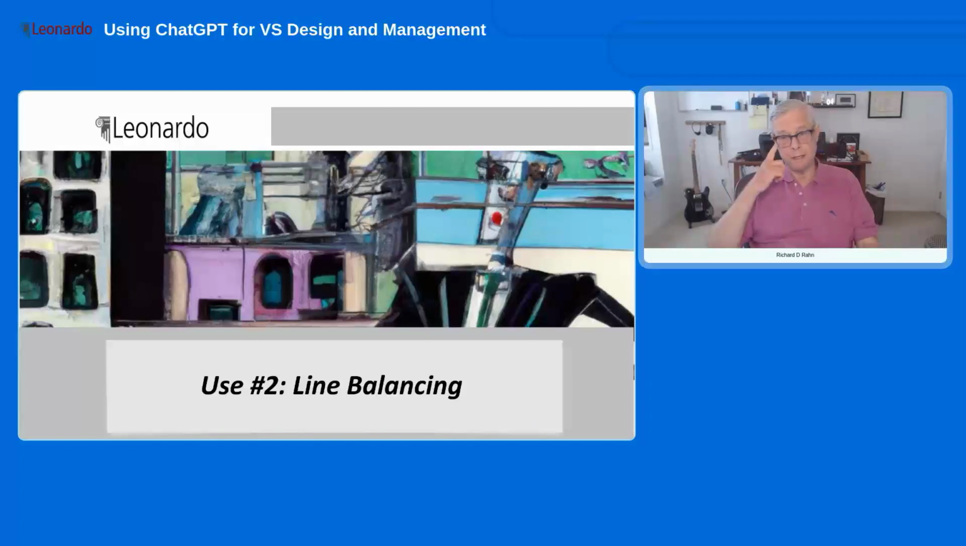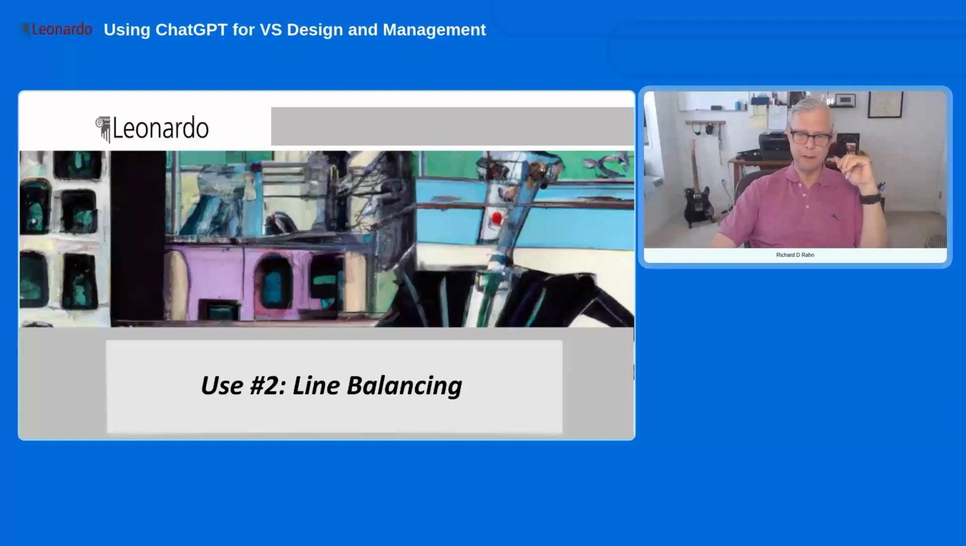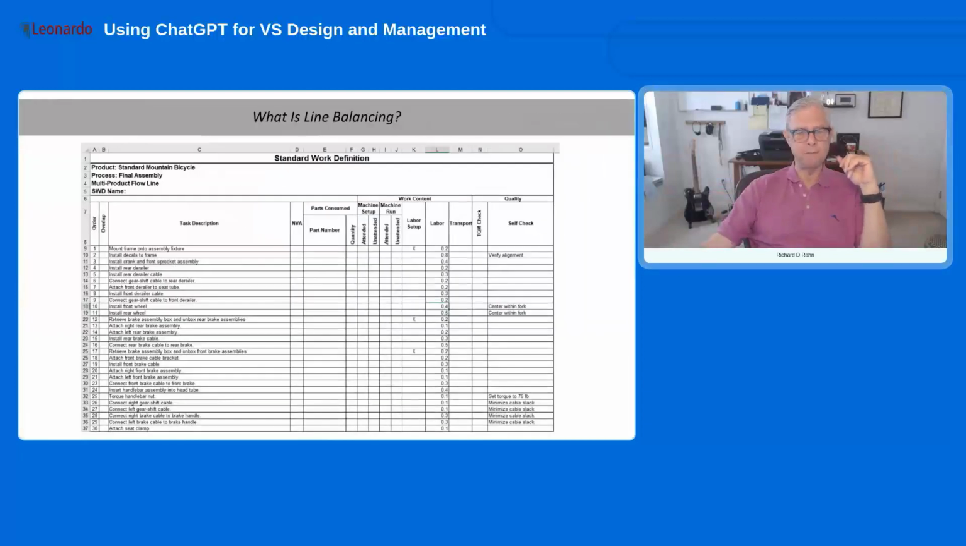Next one is line balancing. So line balancing is if we have a process, let's say final assembly, and you want to design an assembly line where the first station does a portion of the work and then hands it off to the next person, then line balancing is the task of taking the individual work steps and trying to allocate those to the different workstations as smoothly as possible, as even as possible.